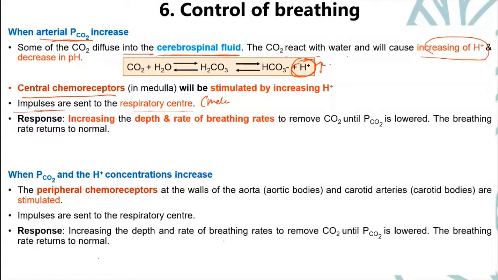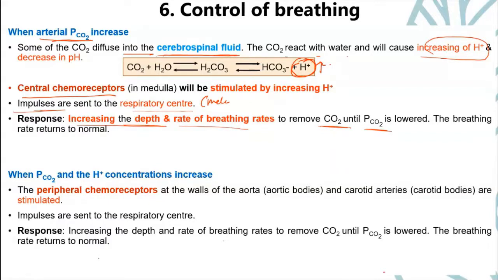So the response will be increase in the depth and rate of breathing. Okay, increase the depth and the rate of breathing to remove more carbon dioxide until the partial pressure of carbon dioxide is lowered and the breathing rate returns to normal. So this is when you produce more carbon dioxide. Hydrogen ion will be formed, detected by the central chemoreceptor, sent to the respiratory center in the medulla oblongata, and then the corrective mechanism is to increase depth and rate of breathing.